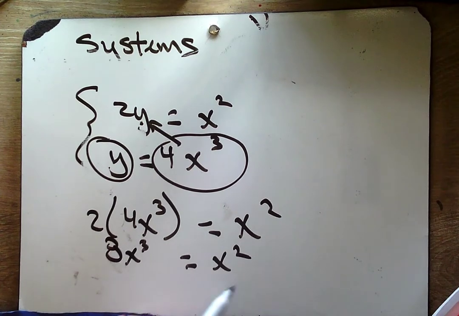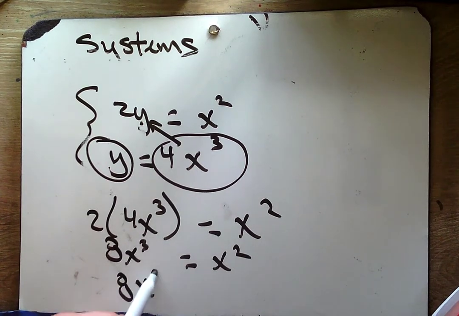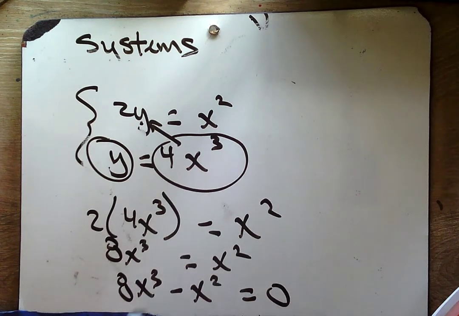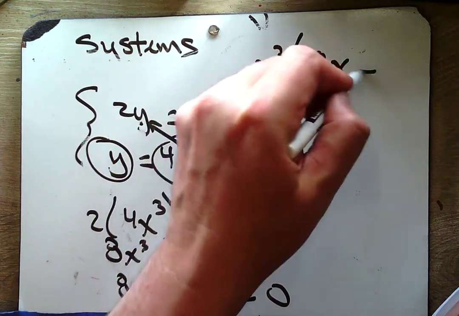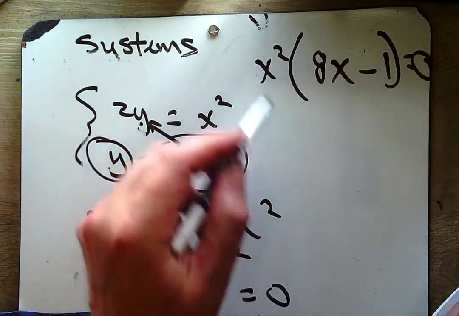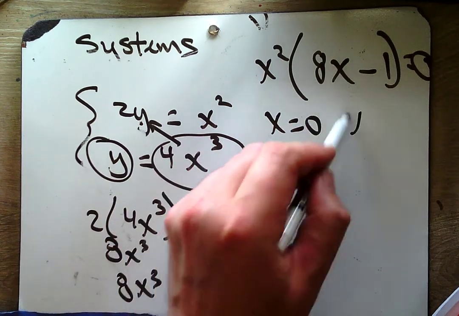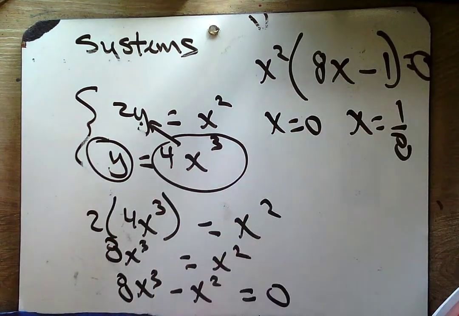Instead, move everything onto one side of the equation. x to the third minus x squared equals 0. And here we are back in that factoring place. I'm going to factor out an x squared and have 8x minus 1. And I get those same x values, x equals 0 and x equals 1/8.